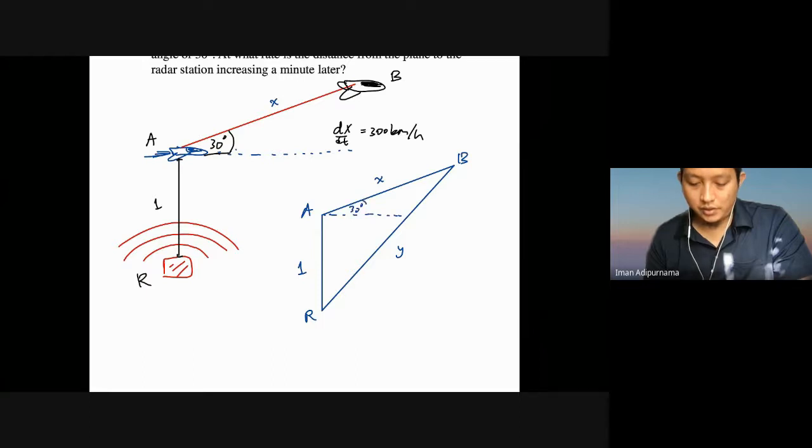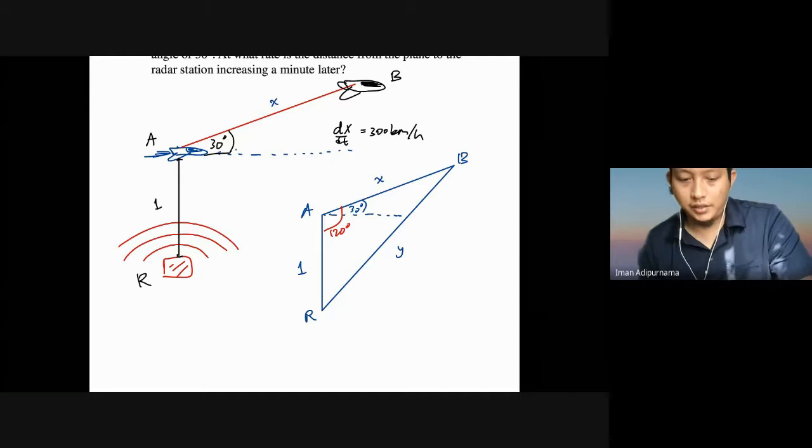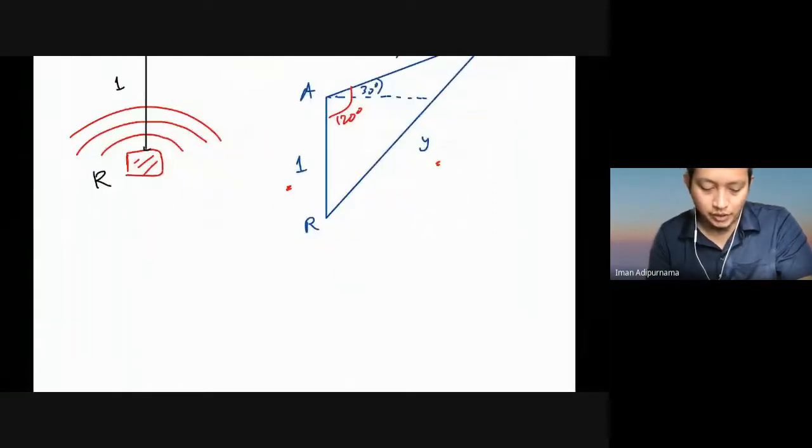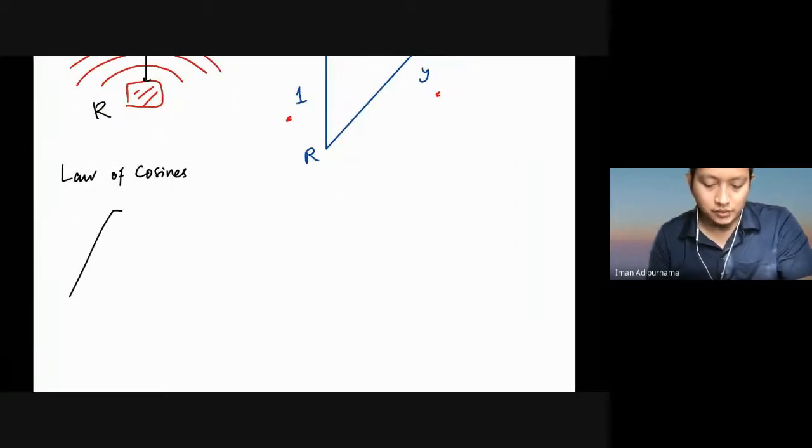Now this is 30 degrees. Now the whole angle here becomes 120, right? 30 plus the 90 degrees, so it will be 120. Now you have sides 1, X, Y. You have all 3 sides and 1 angle, so you can use some formula for triangles. I believe you still remember, but if not, let me write it down for you. We have the law of cosines. Let me introduce you to the law of cosines very briefly. I hope you don't mind.